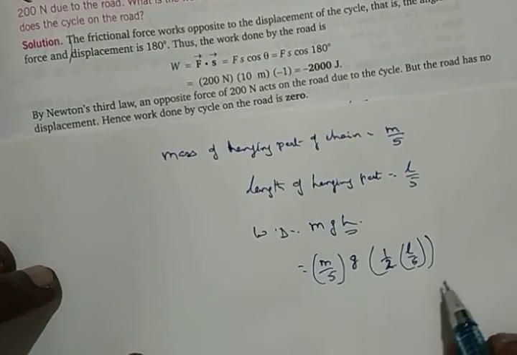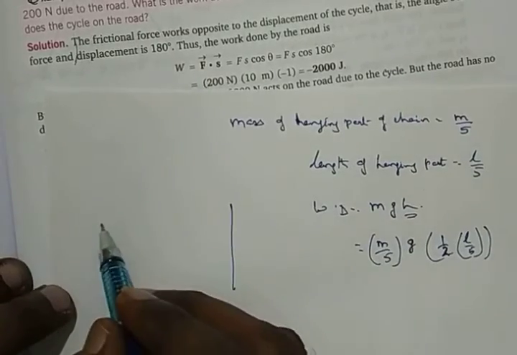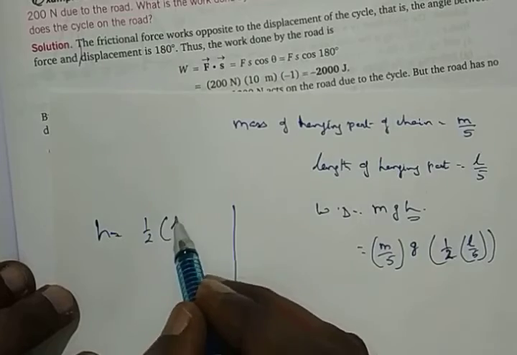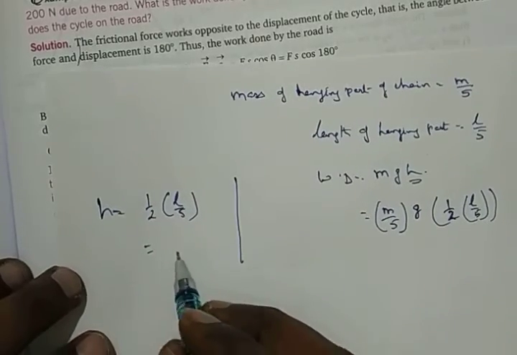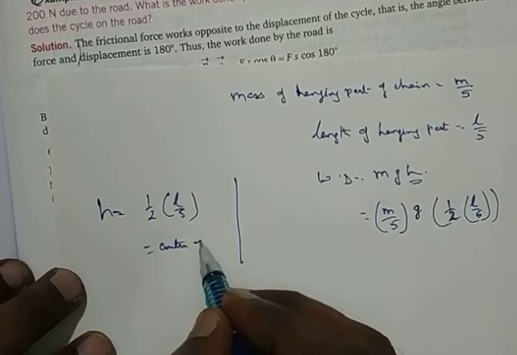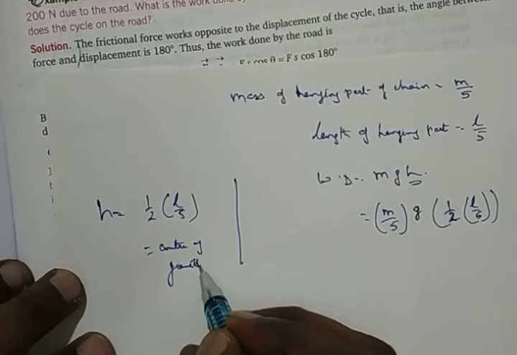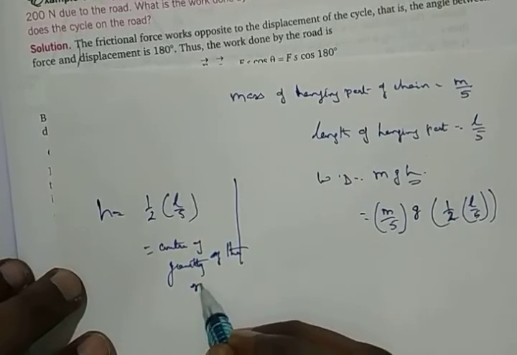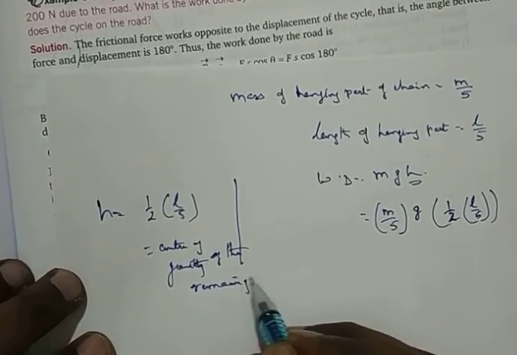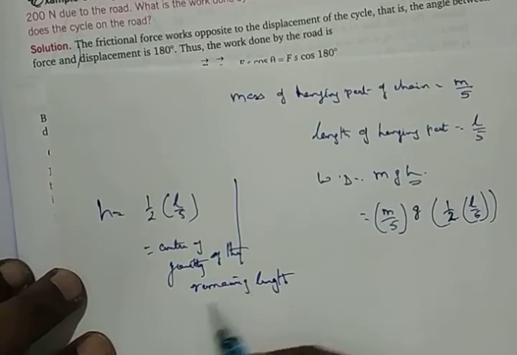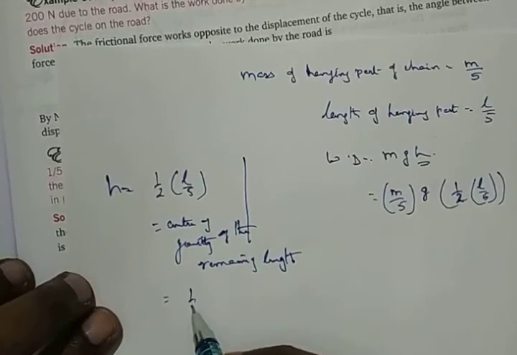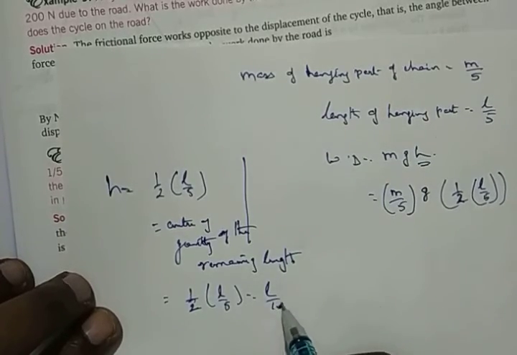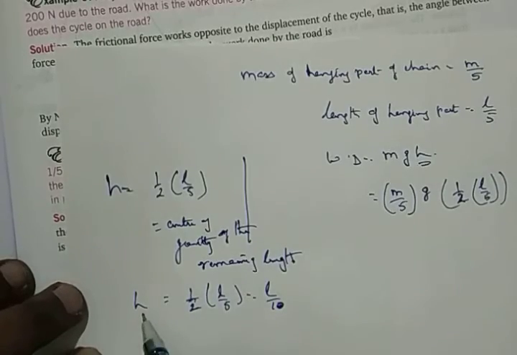So why is it half of L by 5? We can write down here separately. Height is going to be equal to half of L by 5. It is the center of gravity of the remaining length. So the center of gravity is half, and L by 5. So it's going to be equal to L by 10. That is height. Height is going to be equal to L by 10.